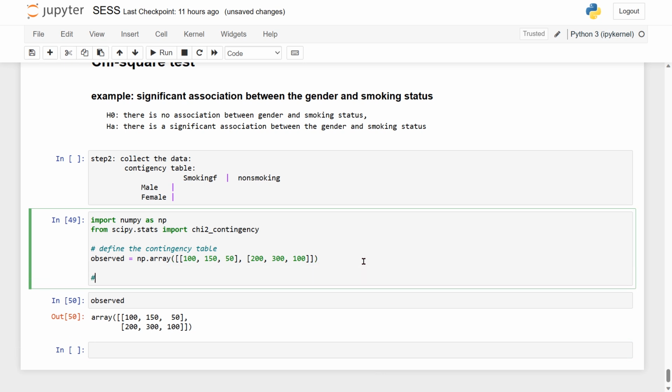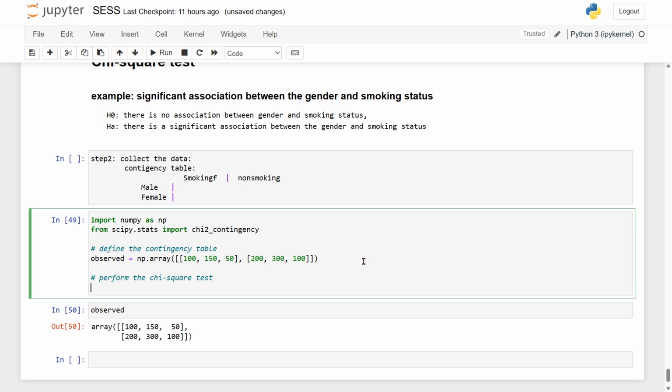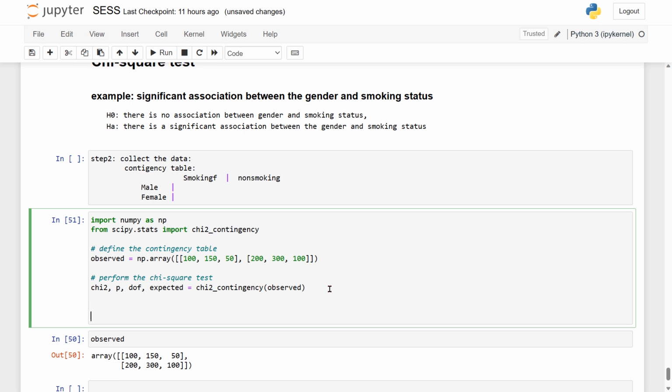Next is to perform the chi-square test. So chi-square, and then p, degrees of freedom, and expected all together. Expected. So chi2_contingency and put in observed, and that's it. I think all ready. So now it's time to print everything. Let's print the results pretty fast.